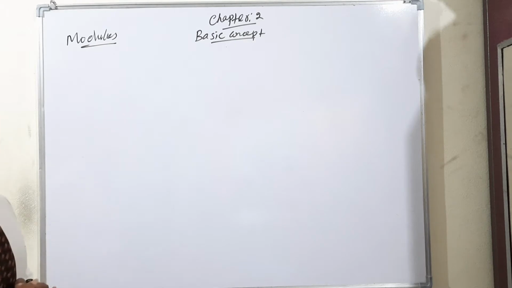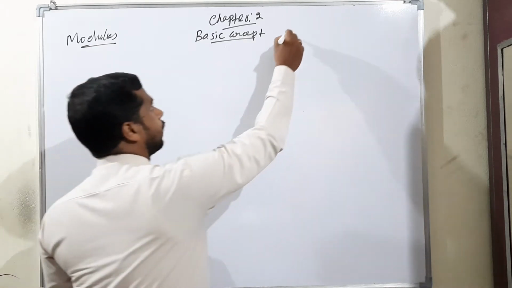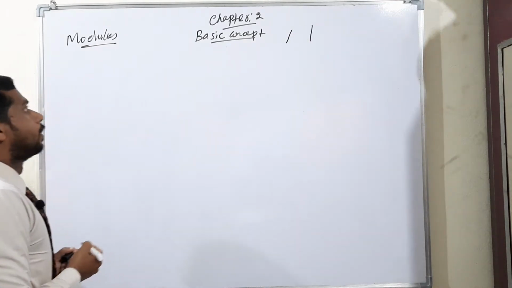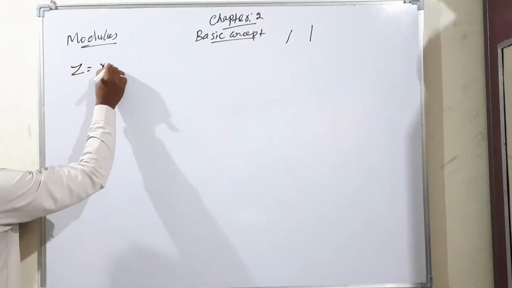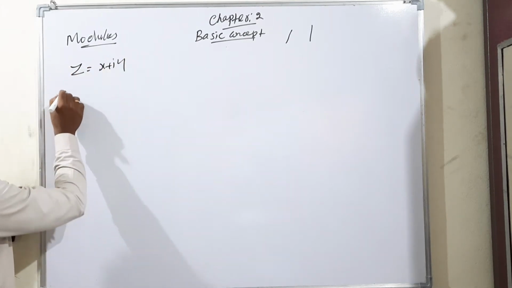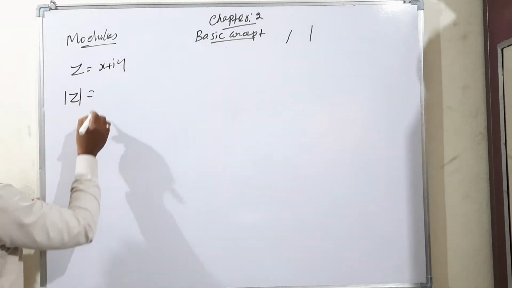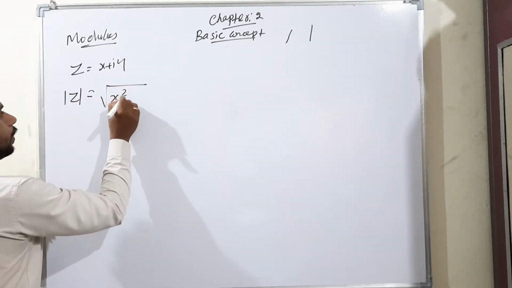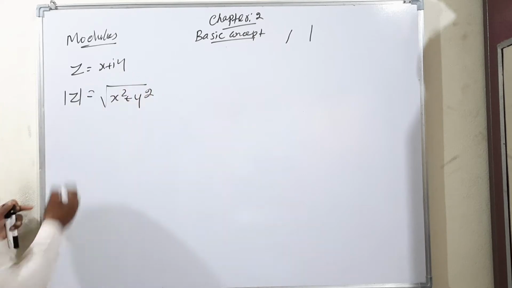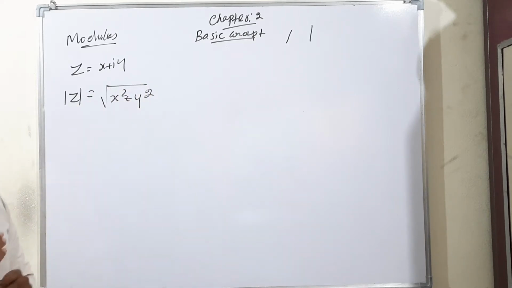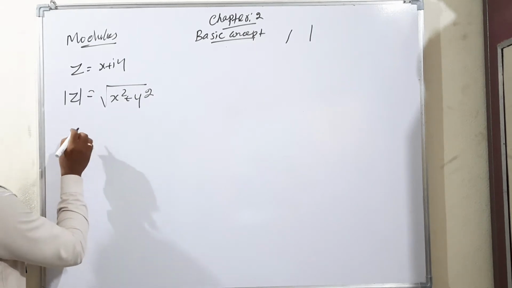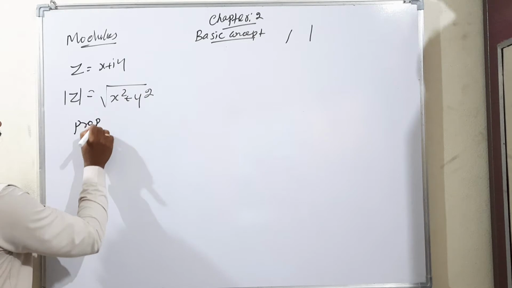Modulus means, as you already know, the modulus symbol. If you consider z is equal to x plus iy, then if you take the modulus, what will happen? Square root of x square plus y square. This is the simple form. We have some properties also in modulus, so I will continue with the properties of modulus.